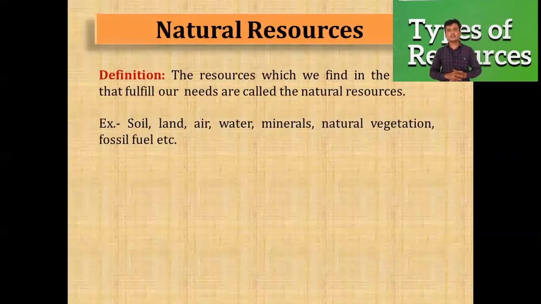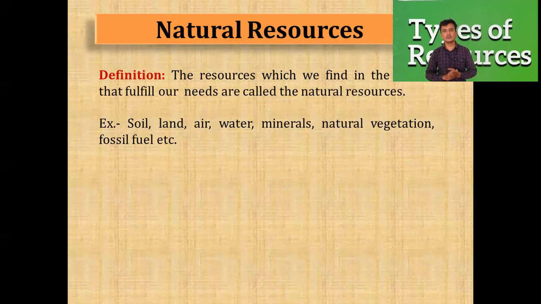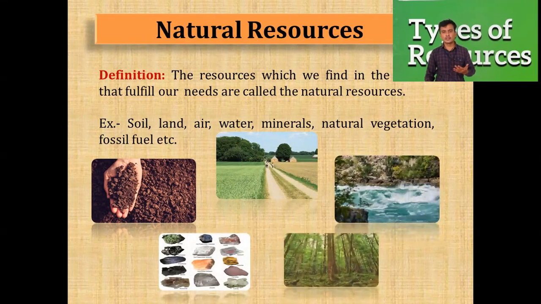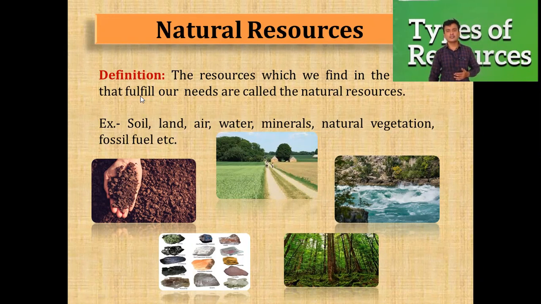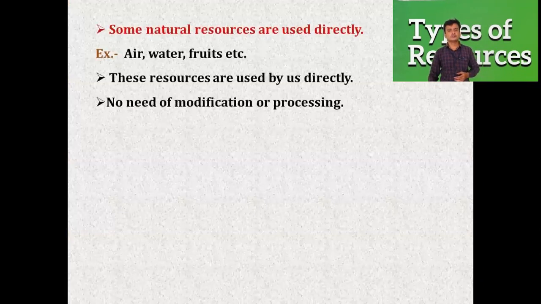The definition is that the resources which we find in nature that fulfill our needs are called natural resources. Okay, examples: soil, land, air, water, minerals, natural vegetation, etc. These are some of the examples. Fossil fuel means whatever resources are there in nature that fulfill our needs are called natural resources.